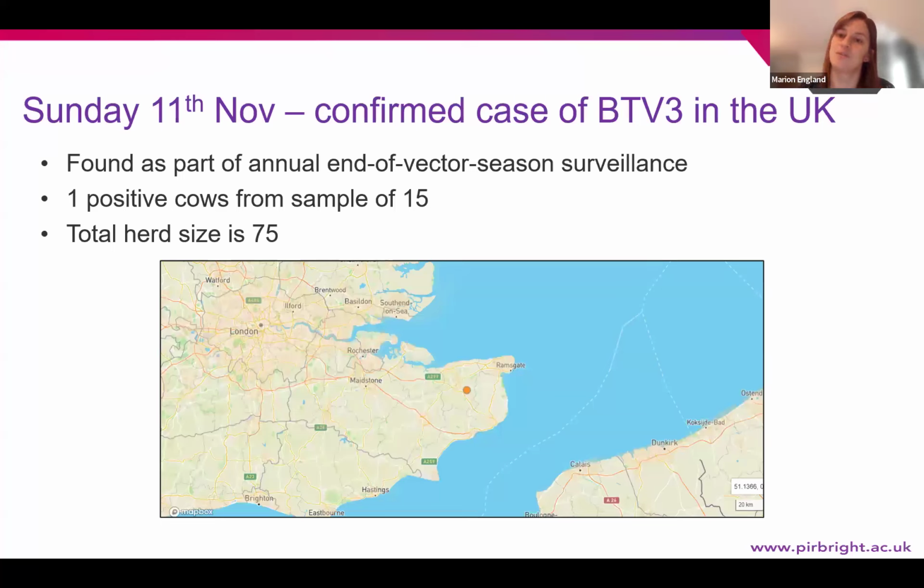And then in 2023, we found that there was a bluetongue positive animal in Kent. This was one cow from a herd of 75, and only 15 of them were sampled, and we happened to find the one positive cow. So the probability of finding it was incredibly small, but we happened to hit on it.